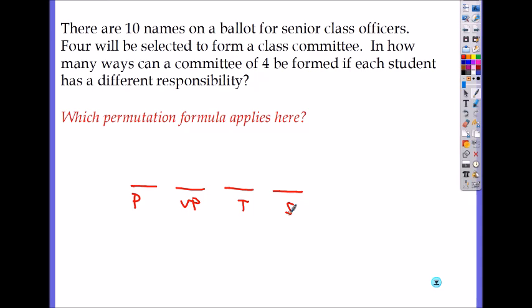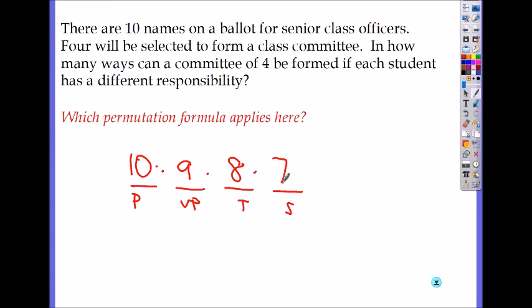And how many are we choosing from? 10. We're choosing 4 from 10. So for the president, how many possible outcomes can we have? 10. We can choose out of 10. Now, 1 is already selected as president. Now, how many students can be chosen for vice president? 9, then 8, and 7.